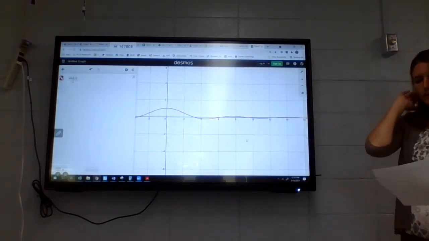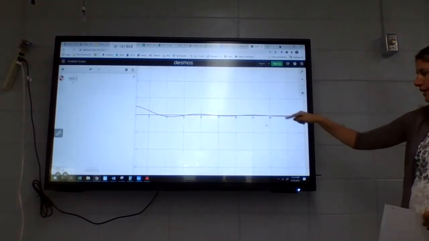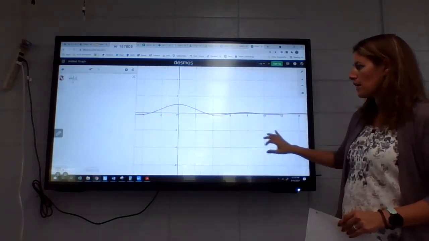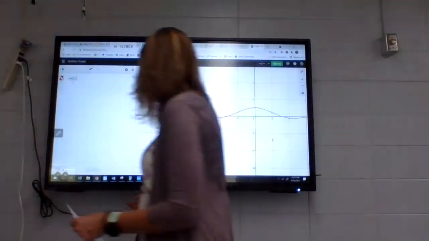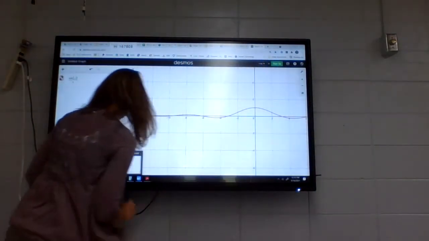As we go this way, it oscillates over the top and bottom towards 0, and the same thing to the left. So it's approaching 0 on either side. That's going to be our limit.